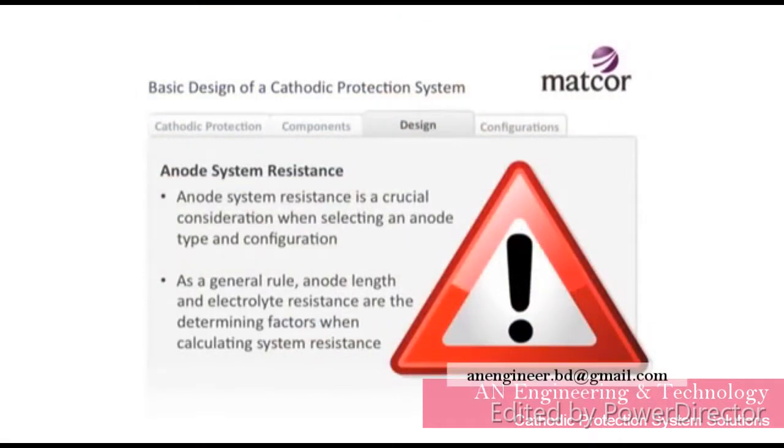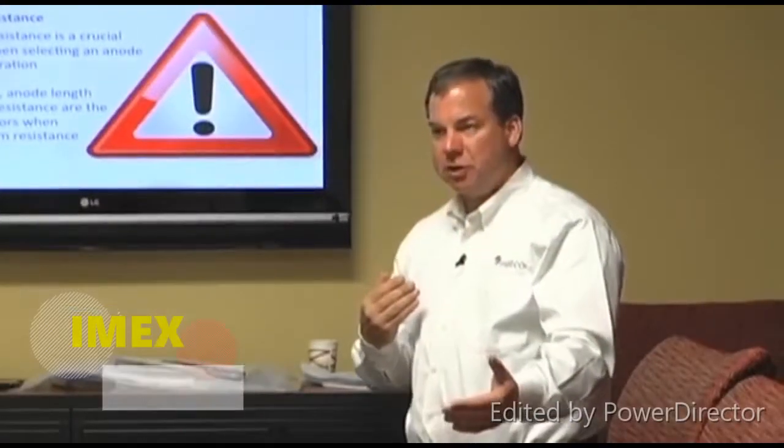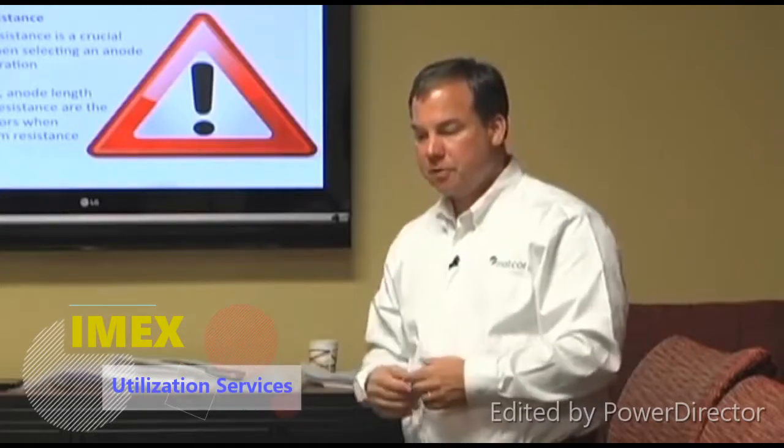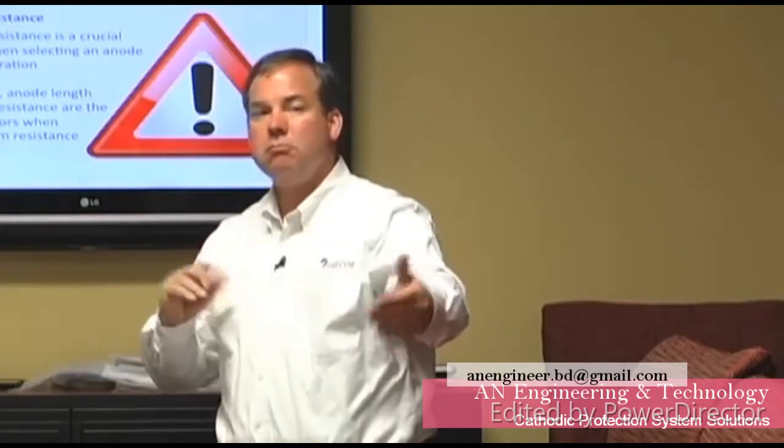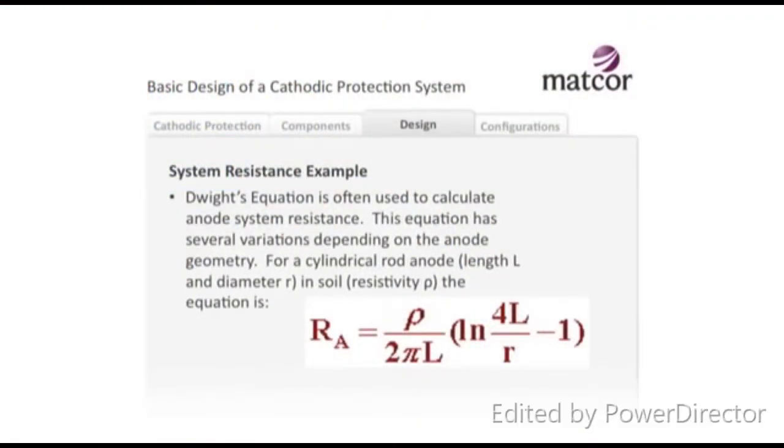One other issue we talk about is anode system resistance. Anodes have a resistance factor based largely on their geometry. So it's important when selecting an anode to have some idea of how much resistance you need to be able to drive current. I'll go through some of those calculations in a bit, but the key thing there is that anode length really drives what the resistance of the anode is. The longer the anode, the lower the resistance of the anode. And we have some equations that we run through. We have an equation called Dwight's equation we use to calculate anode resistance. I'm not going to get into calculating that too much.